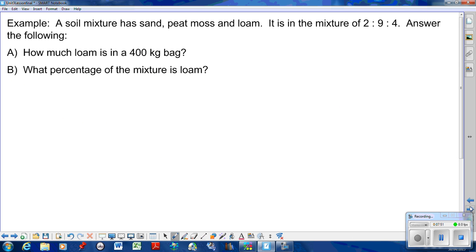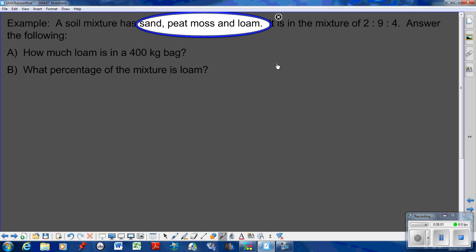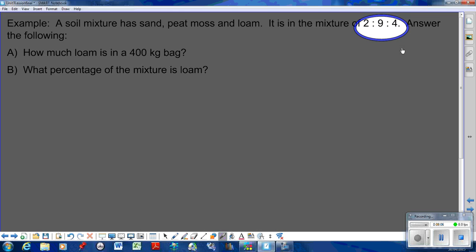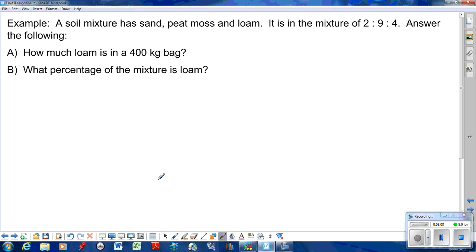So I have an example here, a word problem, typical to what you're going to have on the assessment. A soil mixture has sand, peat, and loam, and it gives us a ratio, the 2 to 9 to 4. So what we have here is part of our answer. So if I go down here, and I'm not even looking at what A is, but I know I have a ratio of 2 to 9 to 4, and that's in the order of sand, peat, and loam.